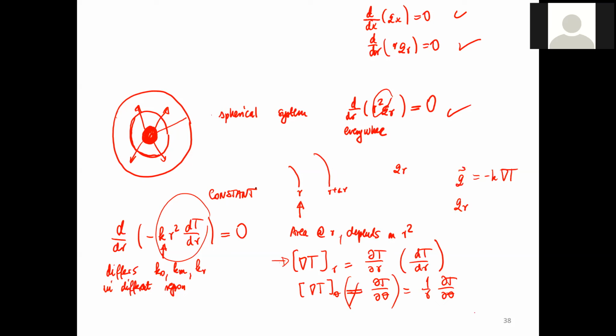Yeah, I understand that, but how do you solve for the boundary condition? I know there's continuity of temperature as well. Temperature is continuous, and this portion is constant. Which portion? This k r squared dT/dr. Uh-huh. It is constant throughout the system, right?